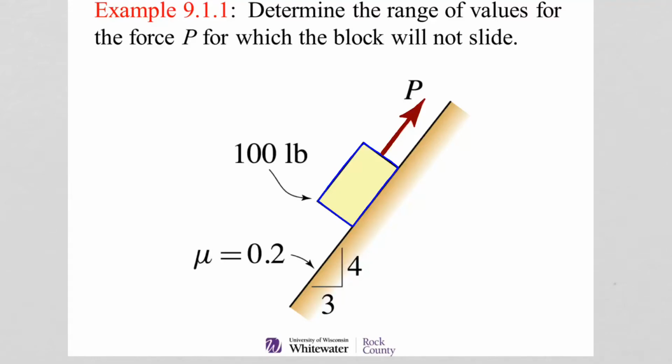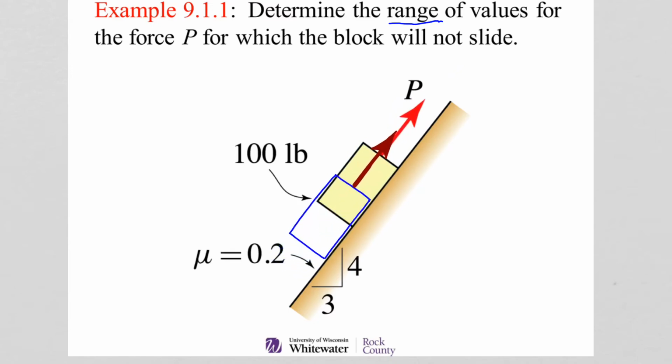For this first problem, we're supposed to determine the range of values for the force P, for which the block will not slide. It's interesting that this problem says "what is the range of values," right? We would just think that there'd be a value for P such that the block will not slide. But if we look at this more closely, this block has the ability to slide up if I'm pulling too much force, or if I'm not strong enough, this block has the ability to slide down.